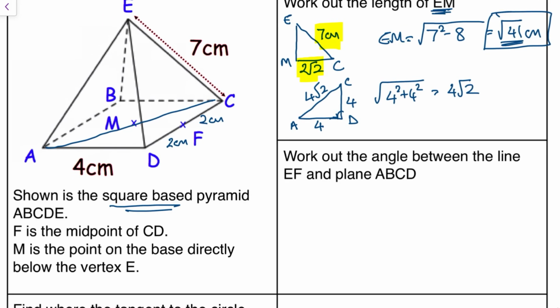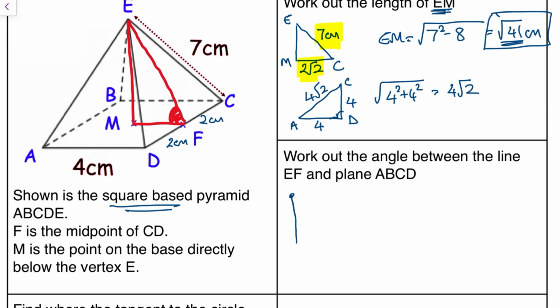Work out the angle between the line EF and the plane ABCD. Now in this one, I'm going to delete some of the stuff we've got so I can redraw this. So on this one, I'm going to be considering this triangle here, because I've worked out E to M, over to here, M to F, and then the triangle down here, which will give me this angle that I want. So I'm going to reproduce this triangle down here.